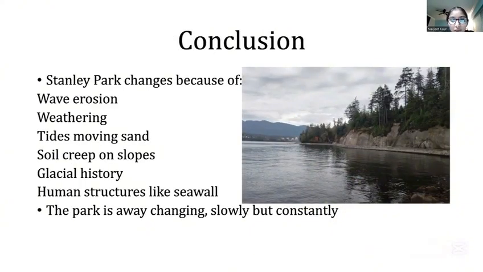Now I'm talking about the conclusion. So across all these locations, we are seeing different natural processes at work. At Second Beach, the landscape is shaped by superfine sediment building up and waves carving a rock platform.